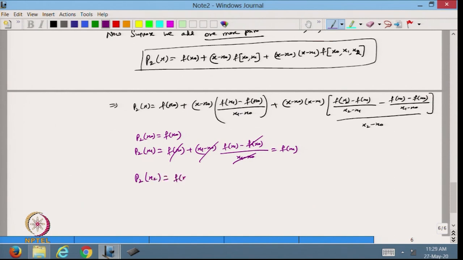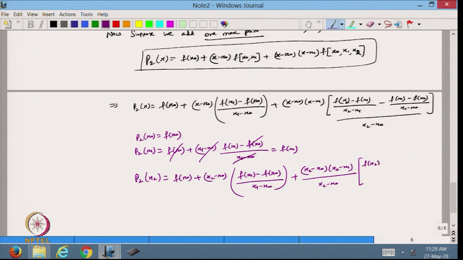Now, let us see what will happen. f(x0) plus (x2 minus x0) times (f(x1) minus f(x0)) divided by (x1 minus x0) plus, now x2 I have to substitute here. So this will be (x2 minus x0)(x2 minus x1) and divided by, here I am taking this (x2 minus x0), and then it will be (f(x2) minus f(x1)) divided by (x2 minus x1) minus (f(x1) minus f(x0)) divided by (x1 minus x0).